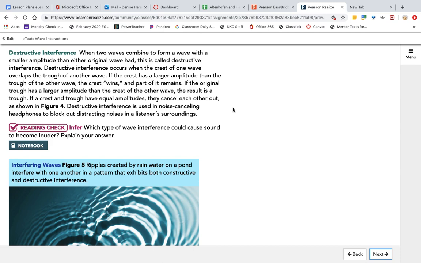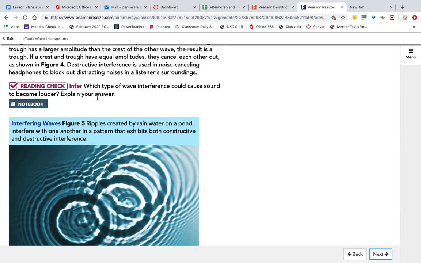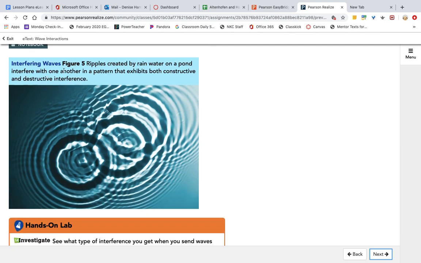Destructive interference is used in noise-canceling headphones to block out distracting noises in a listener's surroundings. Reading check. Infer. Which type of wave interference could cause sound to become louder? Explain your answer.